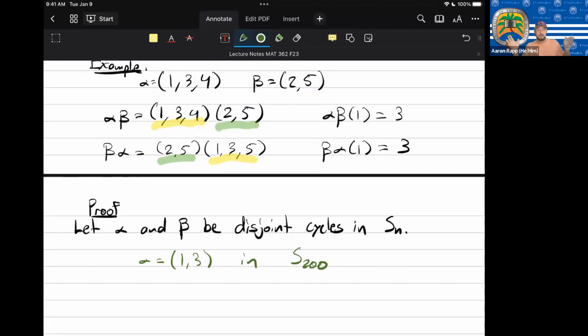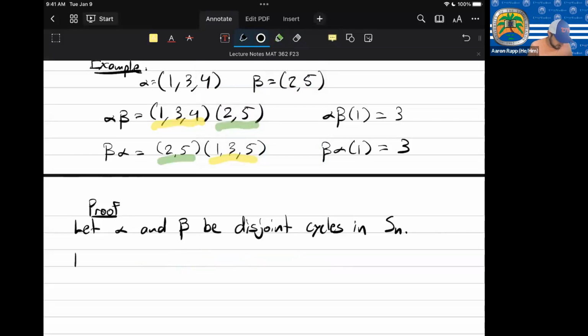So the cycle alpha could technically be just the cycle 1, 3, but working inside the permutation group S200, right? So there might be a lot of elements in this permutation group that aren't affected by alpha or aren't affected by beta. But there's also got to be some, because I know 1 will be affected, 3 will be affected. So there's at least some elements within S200 that will be changed by alpha. So we can structure our argument in the following way.